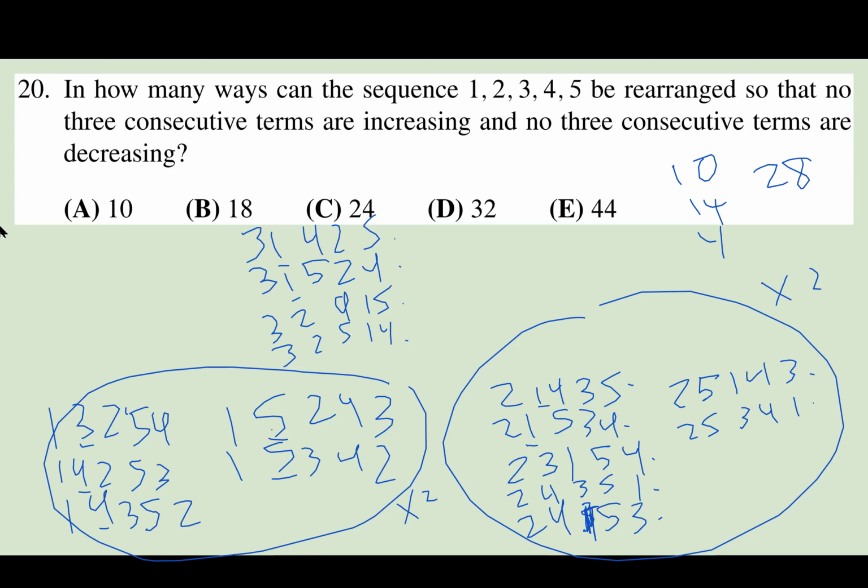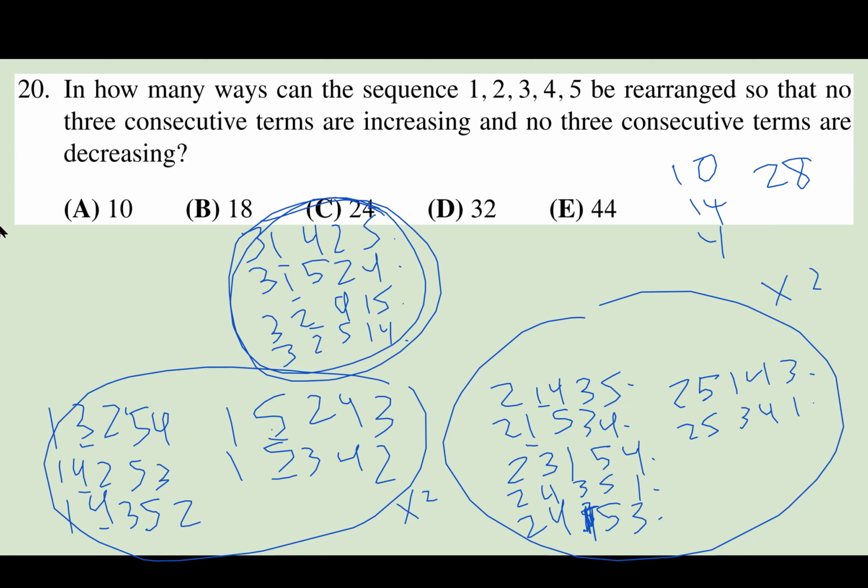Right? But I also need to multiply these by 2 because similarly, instead of going 3-1, I could go 3-5. And instead of 3-2, I could go 3-4. So each of these could also be symmetrically backwards as well, because these are starting from the middle, right?